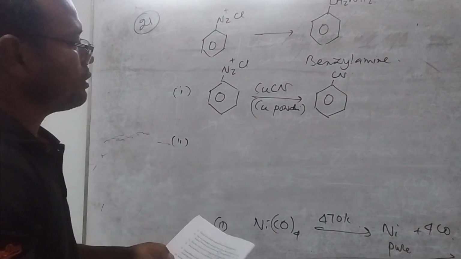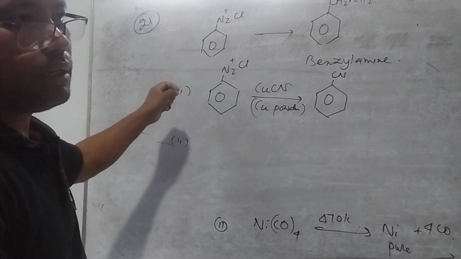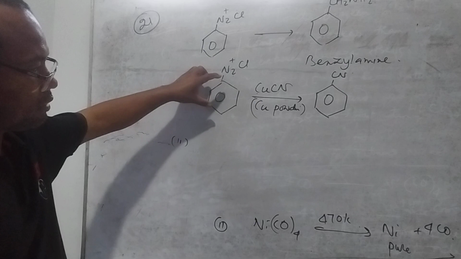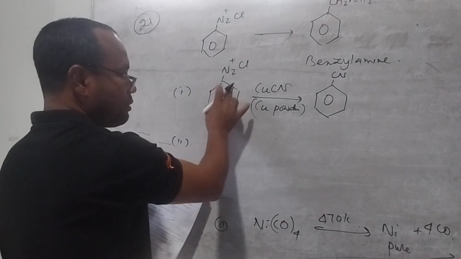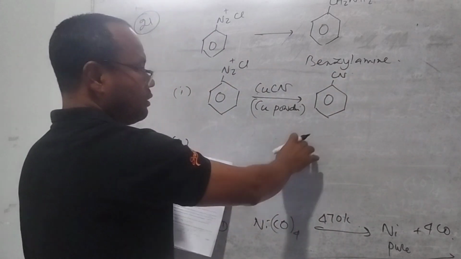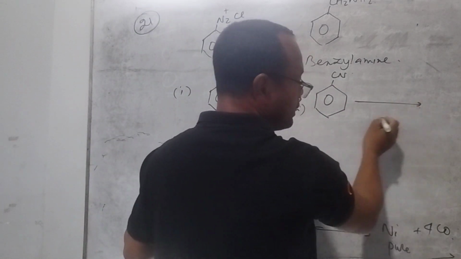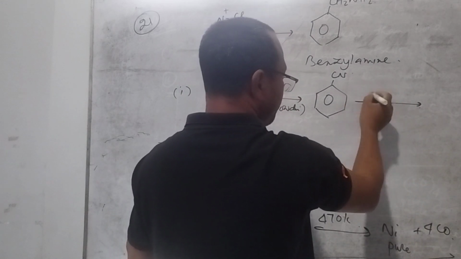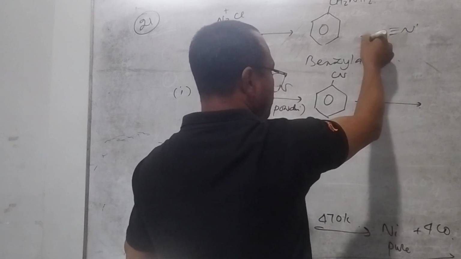I hope you remember this from the preparation of haloarenes. I think you remember the Sandmeyer reaction. In that Sandmeyer reaction, we studied this reaction. Now here, this benzene diazonium chloride reacts with cuprous cyanide and is converted into benzonitrile. This benzonitrile undergoes reduction. How will we write the reduction? Here is the C triple bond N, and this is the benzene ring.